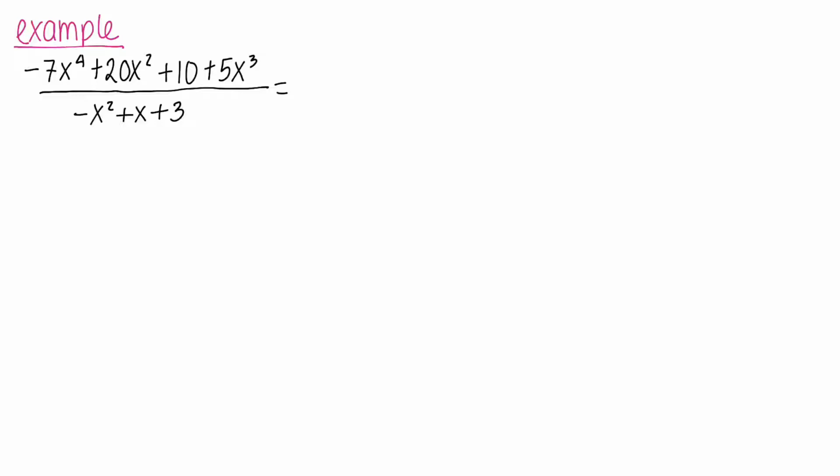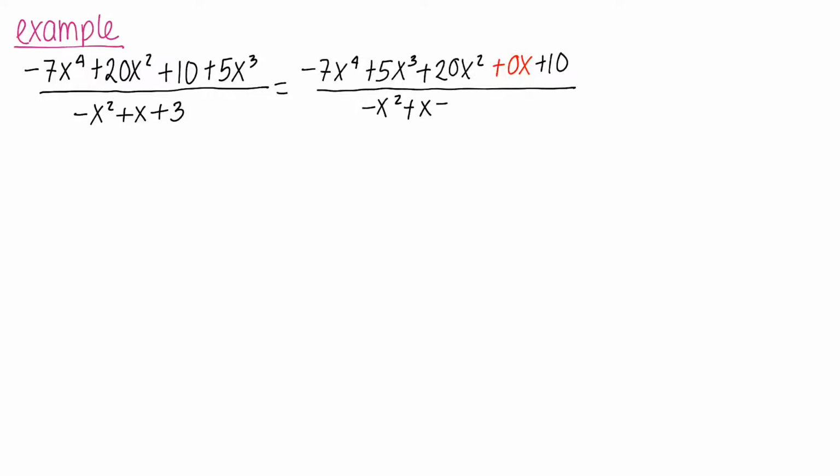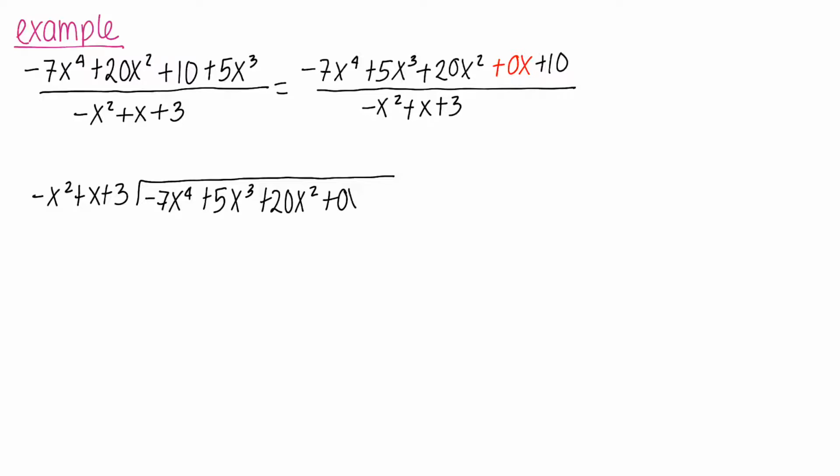So the highest power on the top is 4, so we'll start with negative 7x to the 4th. The next power is the third power. We also have a second power. I don't see any first powers of x, so I'll put a 0x in there, and then plus 10. And then the divisor is already written in descending order with all powers of x, so it's good. So we will set up our division. Negative 7x to the 4th plus 5x cubed plus 20x squared plus 0x plus 10.